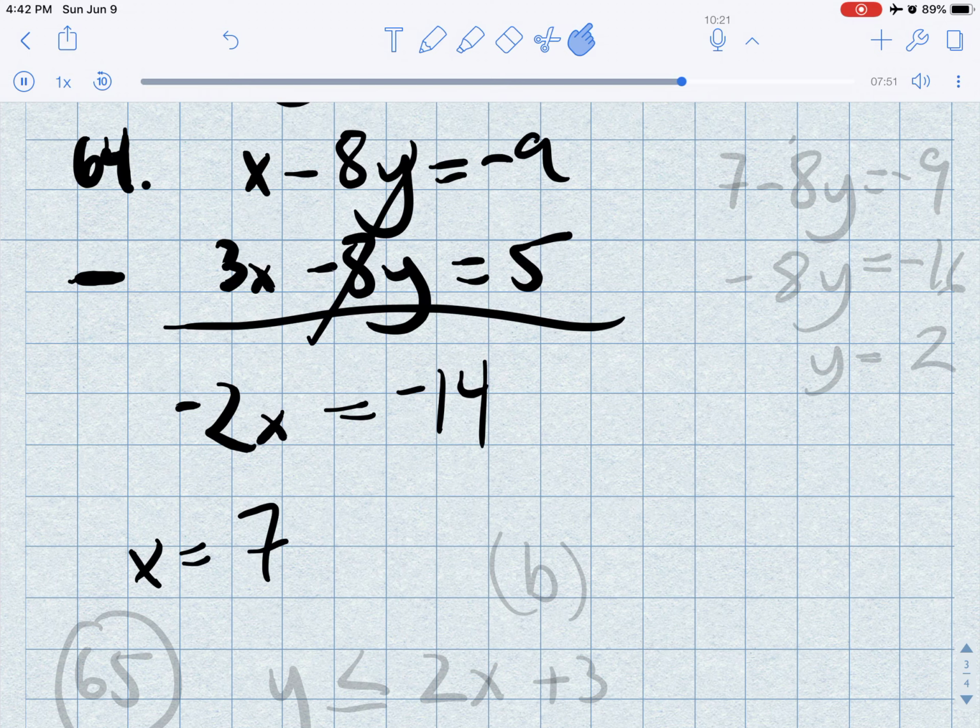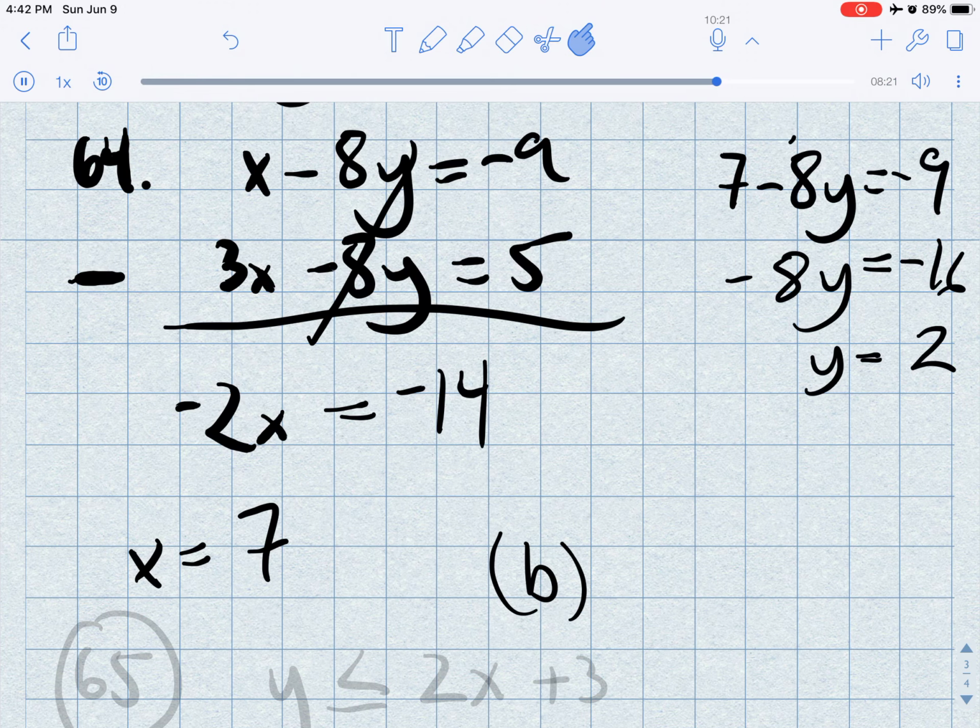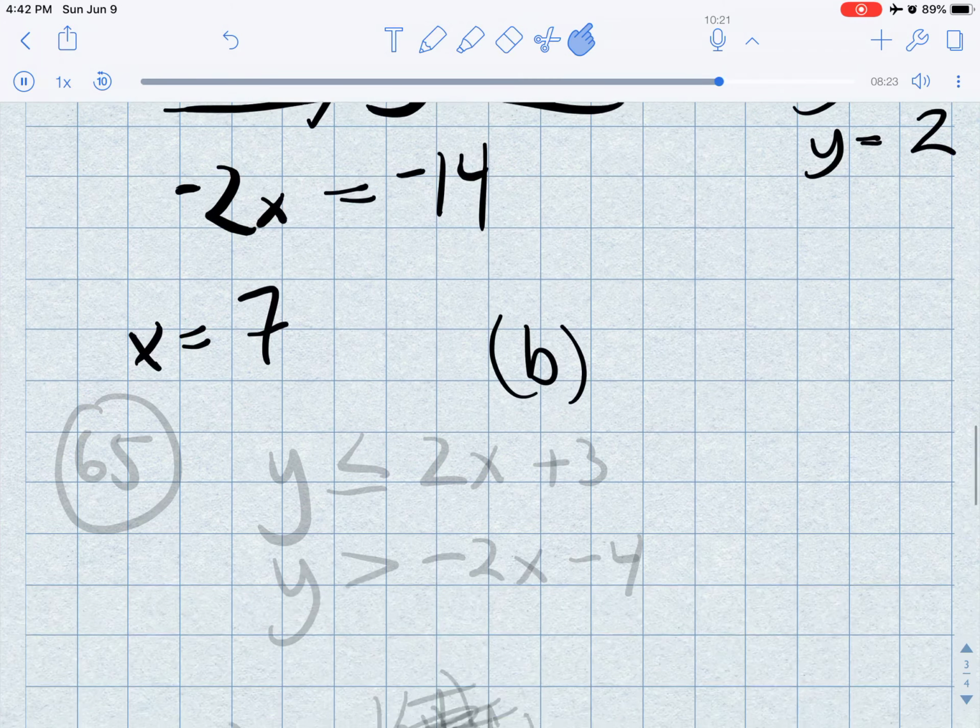Now I can go back into the original with the unknown. I can say 7 minus 8y equals negative 9. Now, if I want to solve for y, negative 8y equals negative 16. y must be 2. Okay? So which choice is that? That is choice B. x is 7, y is 2.